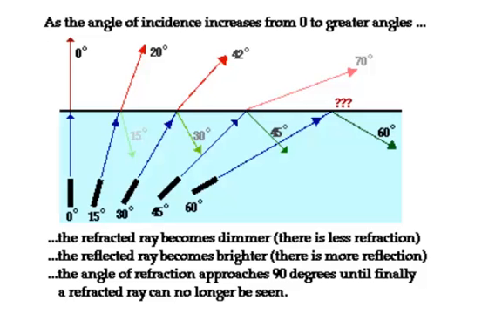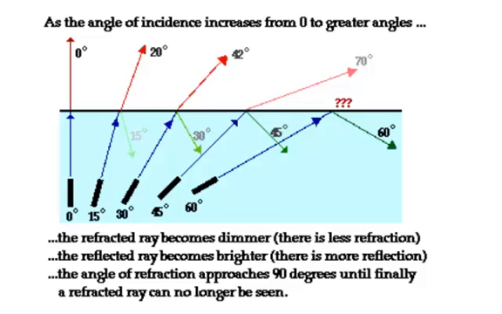But if we're watching carefully, we notice something else too. We'd see that as we increase the angle of incidence, the refracted ray becomes less and less intense, and the reflected ray gets brighter and brighter.